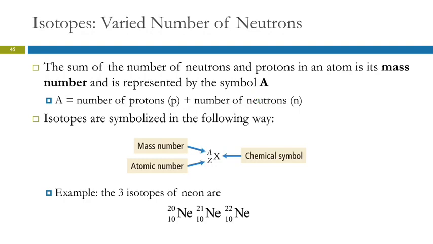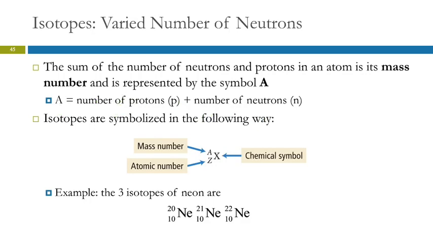I would prefer A to be for atomic number, but they didn't ask me. So A is for mass number, Z is for atomic number. Is that confusing? Yeah, I'm sorry. So atomic number is Z, not this. See, it started. A is the mass number. It's the number of protons plus the number of neutrons.